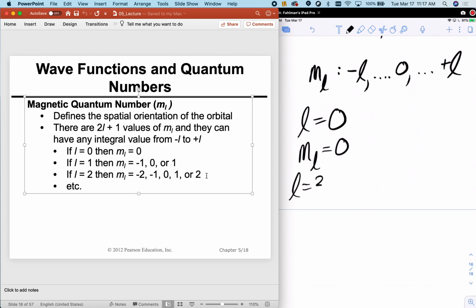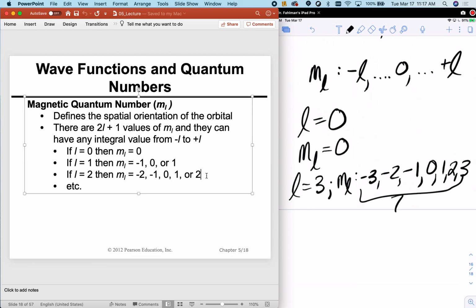So if L is equal to 3, then the possible values for m sub L will be minus 3, minus 2, minus 1, 0, 1, 2, and 3. So in other words, there are 7 values. And what's so important about this, you're saying, who cares, right? Remember, L refers to the shapes, the orbitals. So L, if it's equal to 0, that's an s orbital.